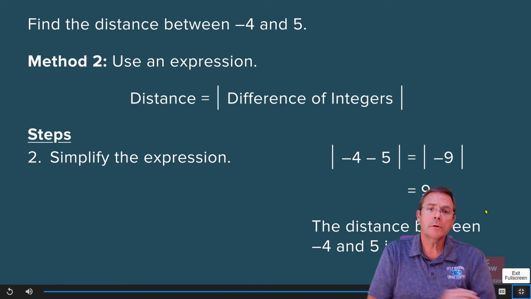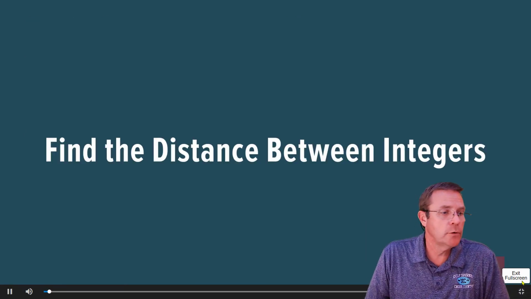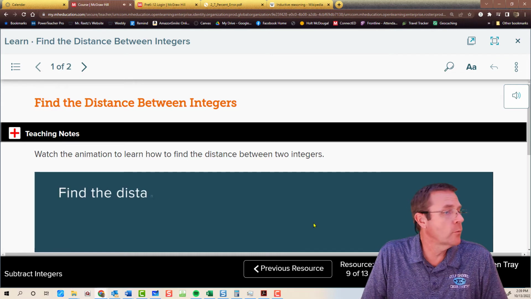I think they did a pretty good job of explaining that. They showed it to you on a number line, and they showed it to you as an expression. We will, of course, be using the expression approach on our way to find the distance, not the number line.